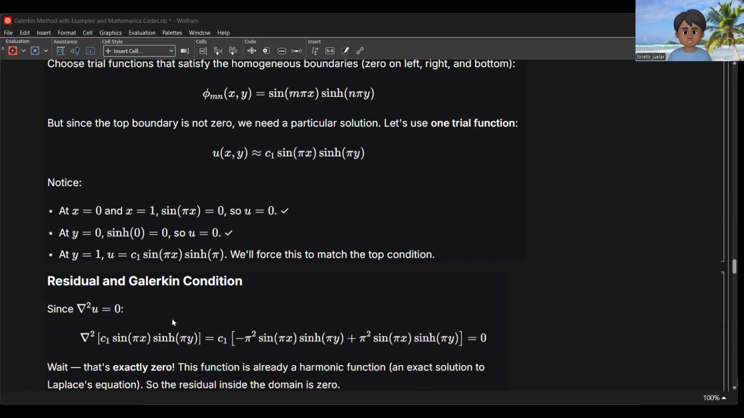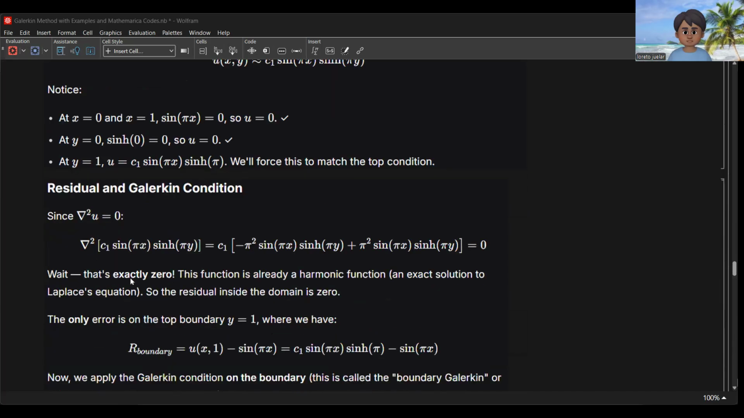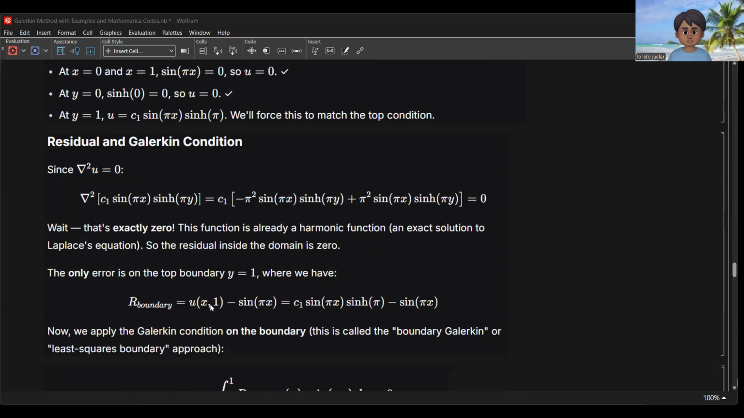So we have the residual and Galerkin conditions. We have the Laplacian equal to 0 here. So wait, that's exactly 0. So this function is already a harmonic function, an exact solution to the Laplace equation. So the residual inside the domain is 0.